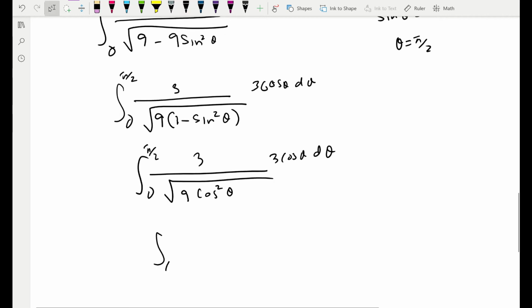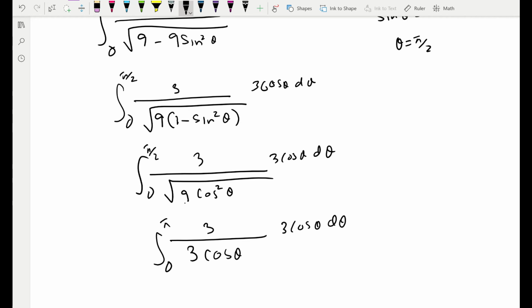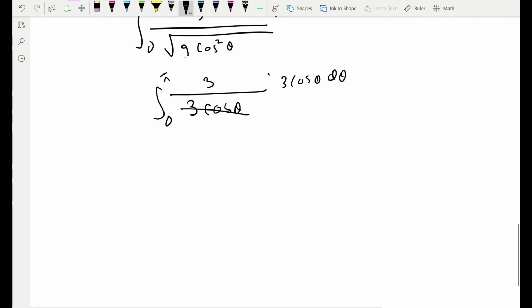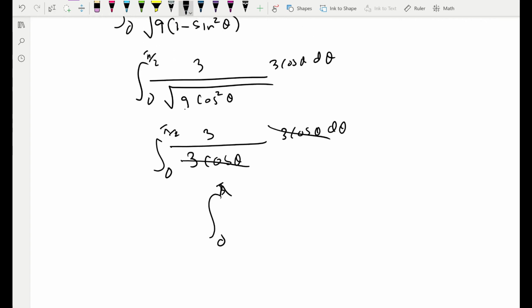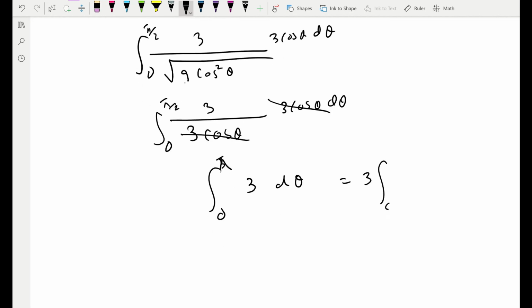So now we can take the square root. Square root of 9 is 3, square root of cosine square theta is cosine theta. So this is what we get. 3 cosine theta cancels out. So we just need to integrate 3 with respect to theta. We can take 3 out of the integral. The upper limit should be pi over 2.